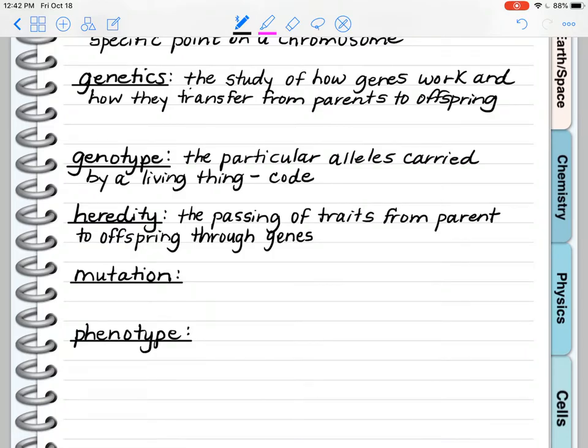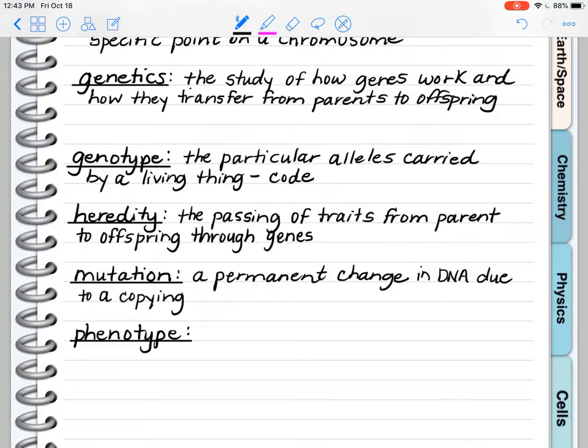A mutation is a permanent change in DNA due to a copying error. So as the body is copying DNA, if there is a mistake in that copy, that causes a mutation.